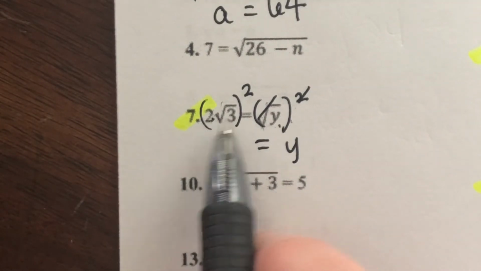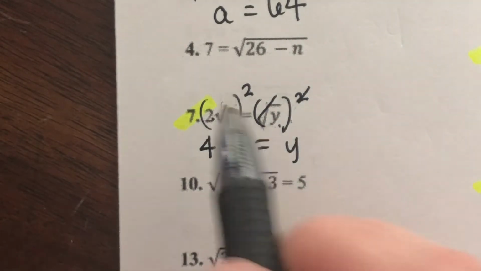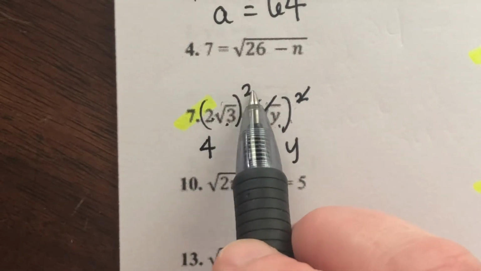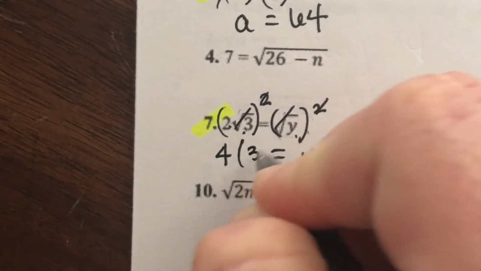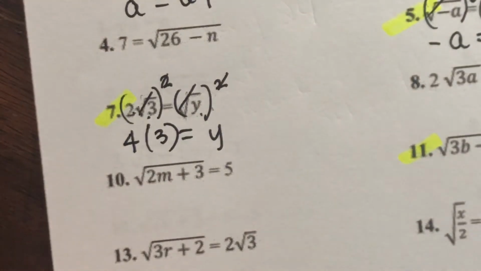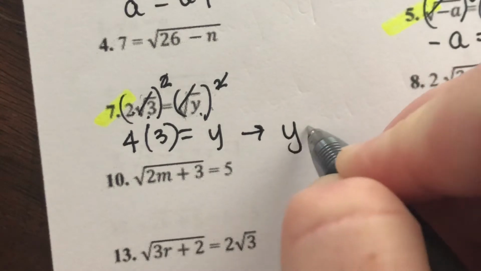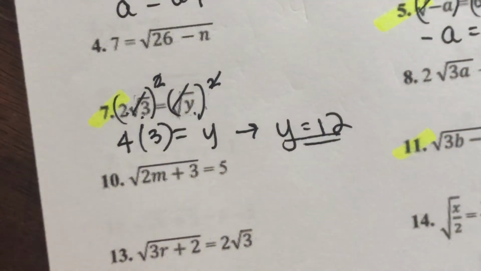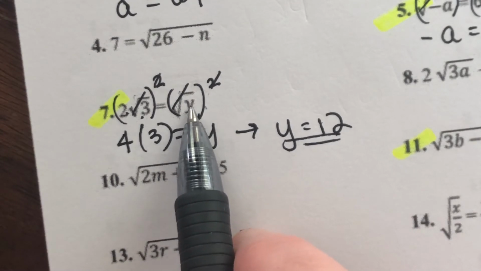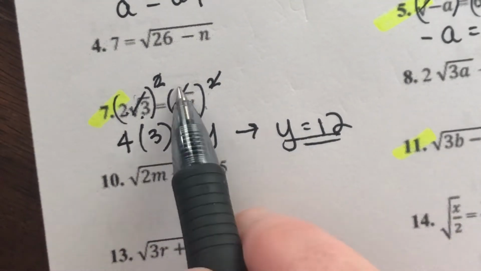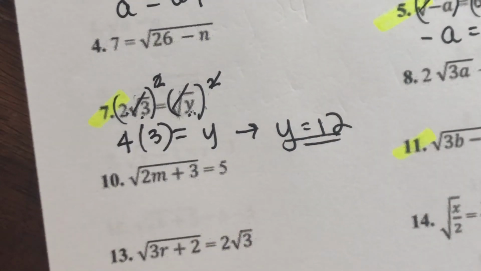Here, each of these is going to be squared, so 2 squared is 4, and the square root of 3 squared is just 3, right? This 2 and the square root cancel each other out, and I'm just left with 3. So now I've got 4 times 3 equals y. 4 times 3 is 12, so y is going to equal 12. And you can always go back and plug in a number for your answer and check your work. If we have the square root of 12 and we factor it, it's going to simplify out to 2 times the square root of 3.